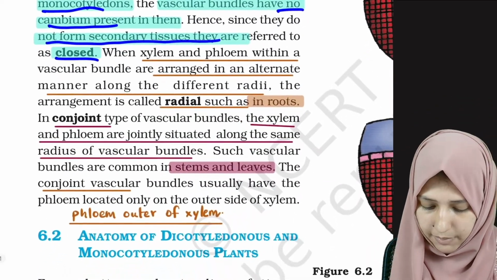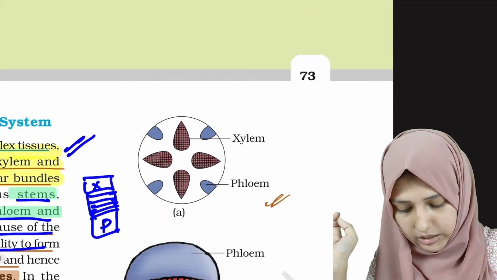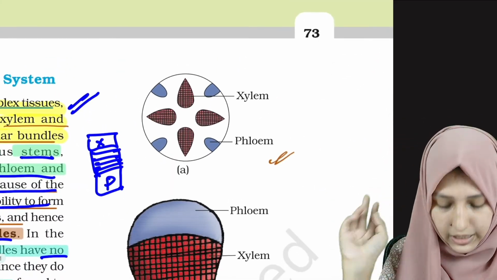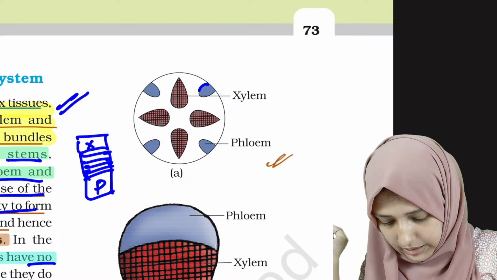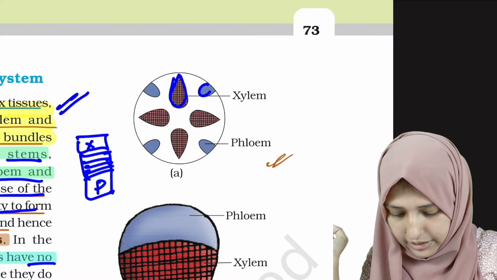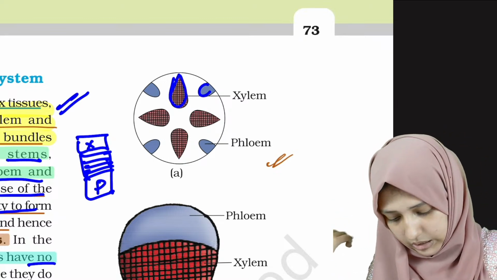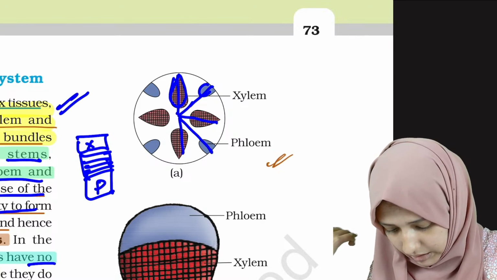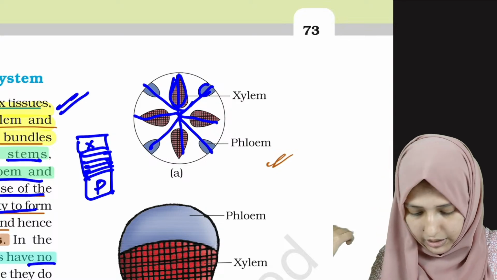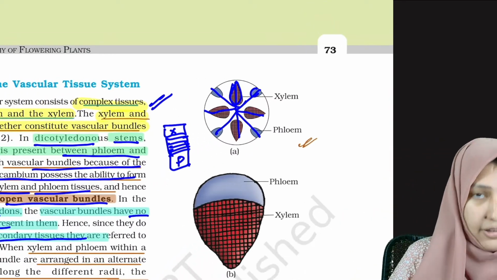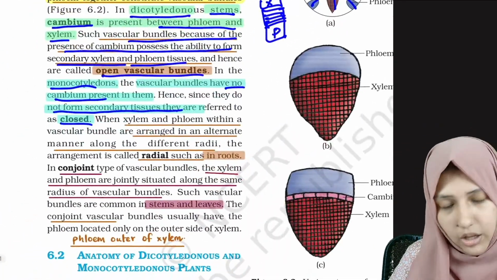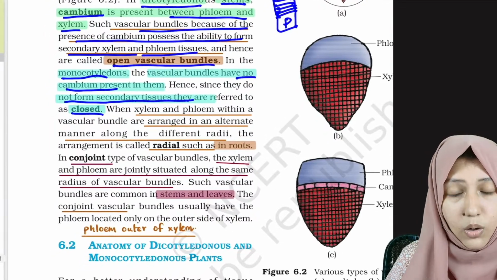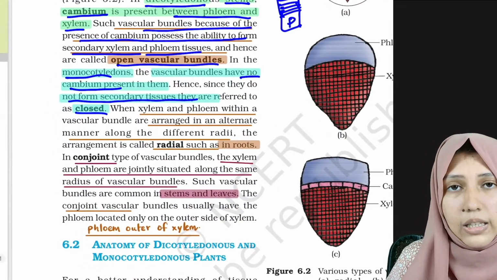Now xylem and phloem. There are two types of arrangement of xylem and phloem. See here, the xylem and phloem are arranged in different radii. Means this is one radius and this is another radius of the circle. If the xylem and phloem are arranged in different radii, then they are known as radial arrangement. What are they known as? Radial arrangement of xylem and phloem.